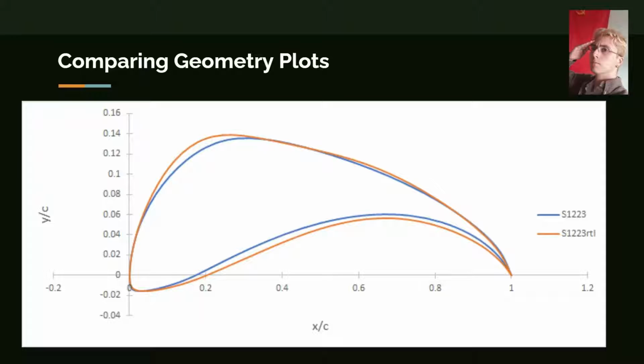My name is Noah Toth, and this is part 2, where we compare the geometry plots of the two airfoils. Now we can see that the two airfoils are very similar in size and shape, except that the thickness of the RTL airfoil is slightly thicker in some points, noticeably here at this front hump, also in the bottom at around 0.4 x over c, and that it has a slightly longer tail.